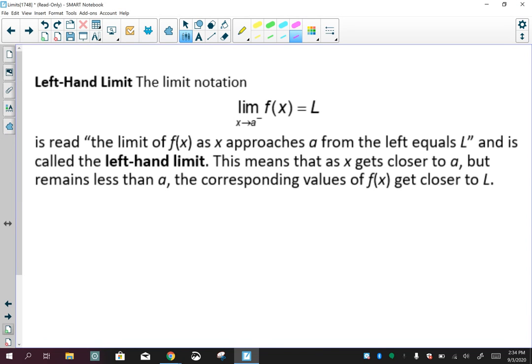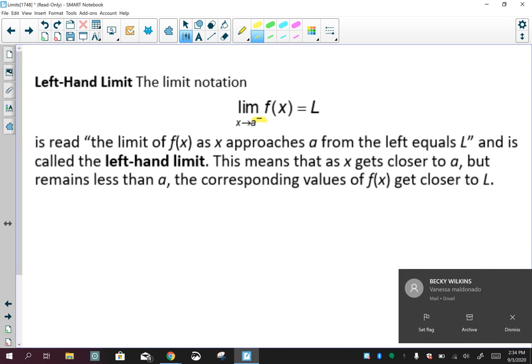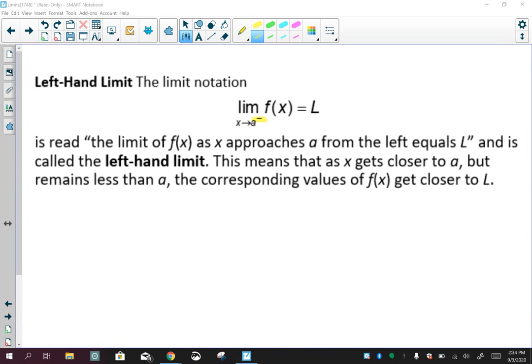So, left-hand limit. You will notice, it's going to be a left-handed limit if you see that little bad boy right there, that little negative to the right of the number in question. Okay. That negative sign tells you that you are approaching something from the left-hand side. So as I'm approaching from the left-hand side, I don't care what's happening on the right-hand side. I don't care what I'm approaching from the right-hand side. I only care about the left-hand side.